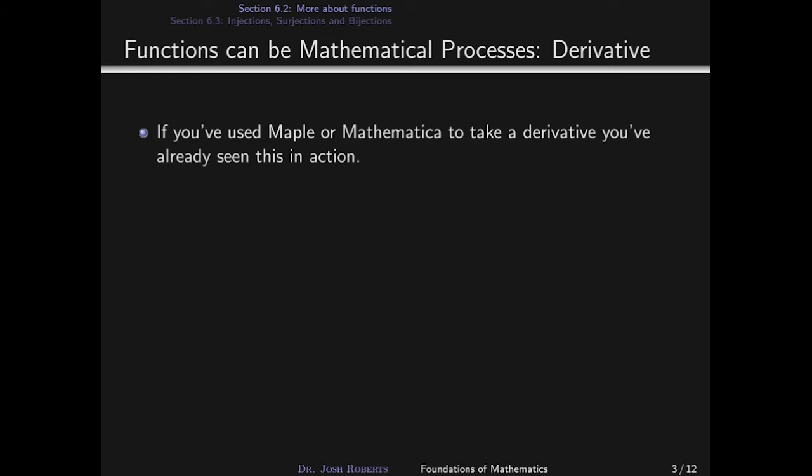Okay, so here is an example of something that's a function that you've been using for a while that you may not have realized is actually a function. We can consider the derivative of real valued functions, that is, taking the derivative of a real function, as a function in and of itself. Now, if you've ever used Mathematica or Maple to take a derivative, you've already seen this in action. So one thing to think about would be, what is the domain and the codomain? Here's a little snippet from Mathematica to illustrate what I'm talking about.